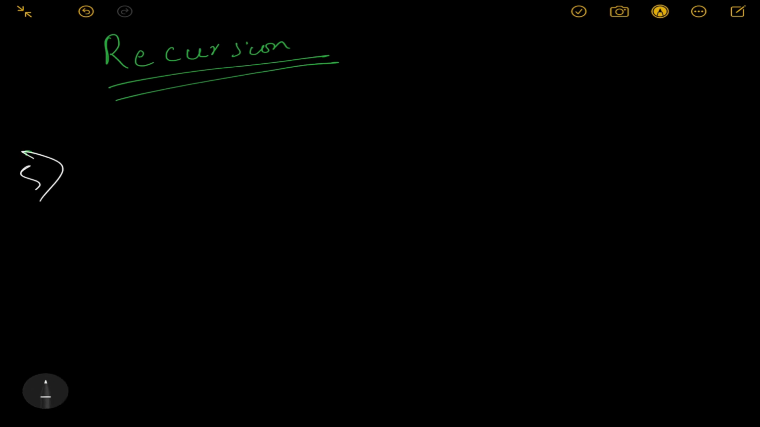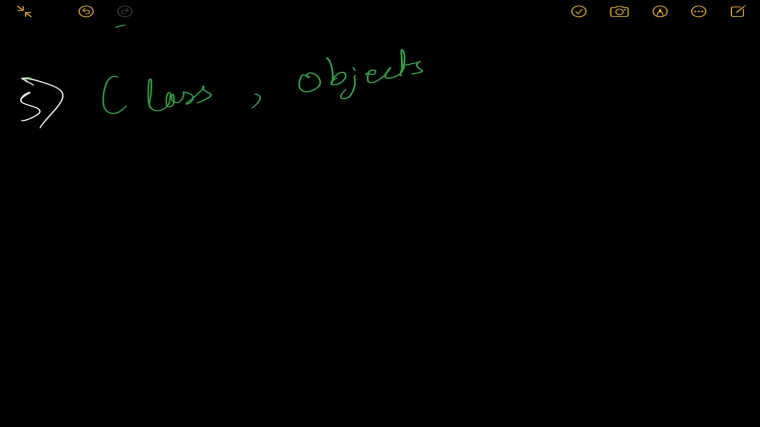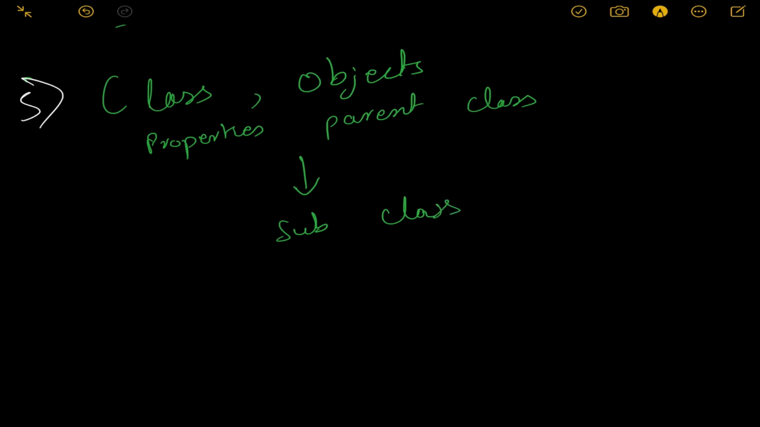Okay, the next step is nothing but classes and objects. A class is nothing but a representation of some properties, right? And in object oriented programming, the concept of class, the concept of objects, and also concepts like how some properties are there in your parent class and how they are inherited by a subclass, all these concepts should be clear.